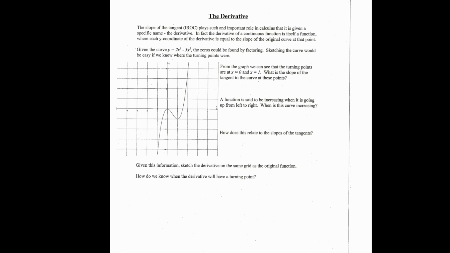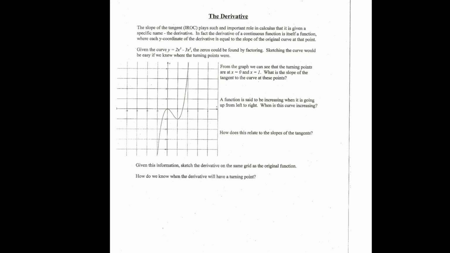This is directly from your handout. So the slope of the tangent, or that instantaneous rate of change, plays such an important role in calculus that it's given a specific name, and that's the derivative. And that's really the whole point of this calculus course, up until we get to vectors, is determining the derivative of a function. In fact, the derivative of a continuous function is itself a function, where each y coordinate of the derivative is equal to the slope of the original curve at that point.